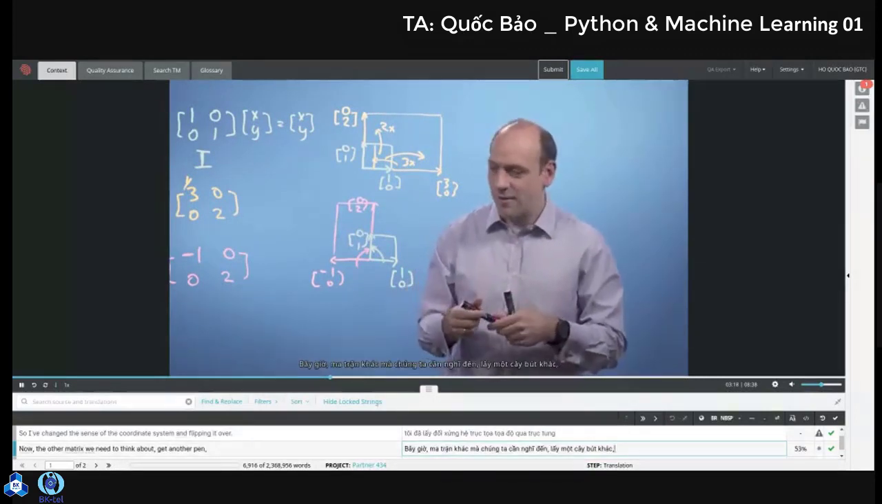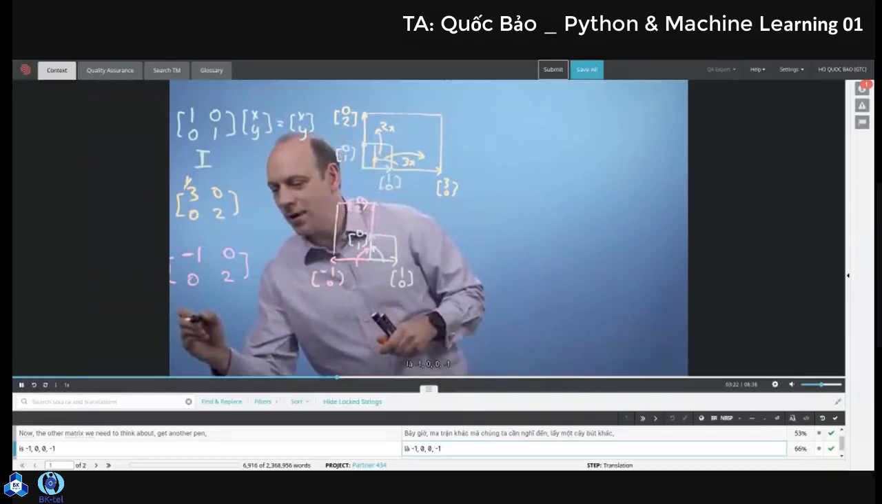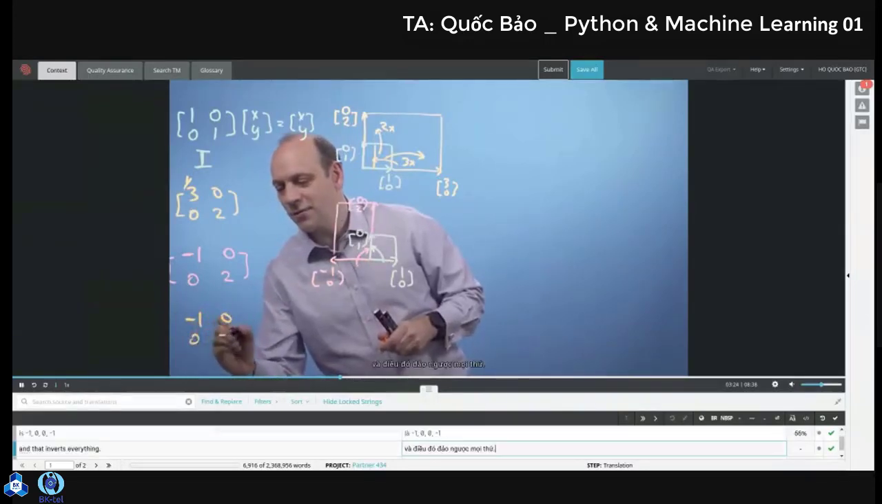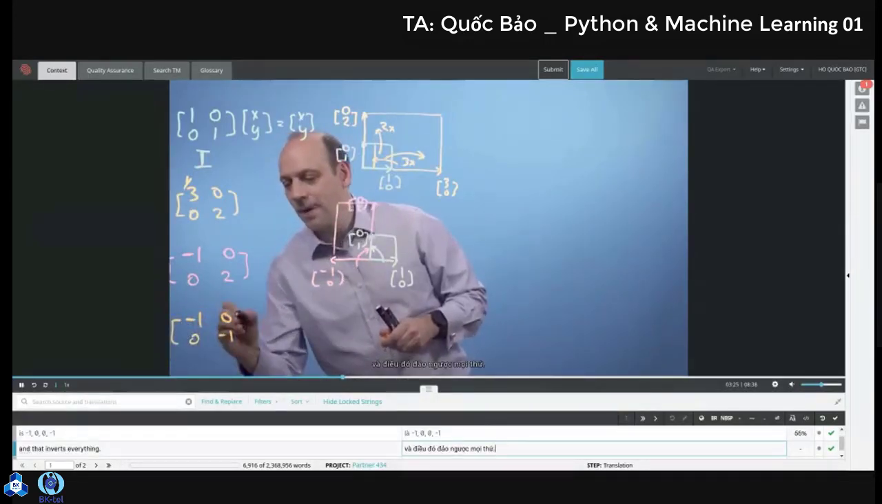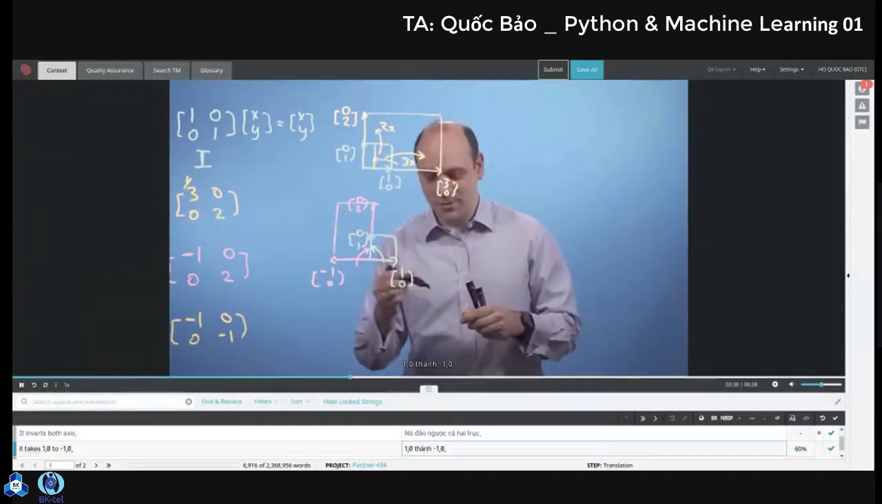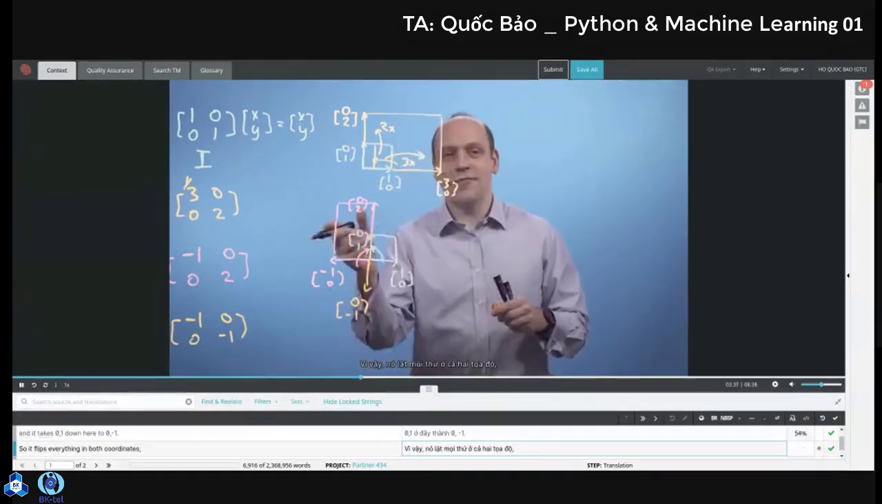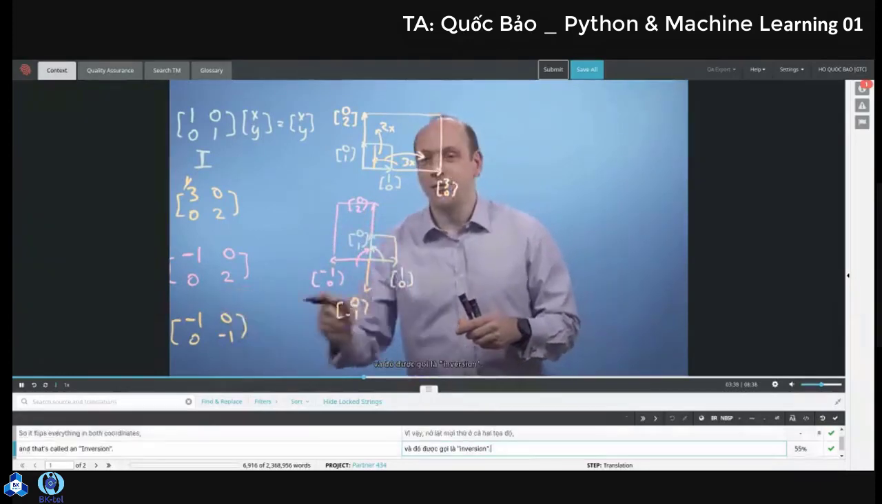Now, the other matrix we need to think about, get another pen, is -1, 0, 0, -1. And that inverts everything. It inverts both axes. It takes 1, 0 to -1, 0, and it takes 0, 1 down here to 0, -1. So it flips everything in both coordinates, and that's called an inversion.